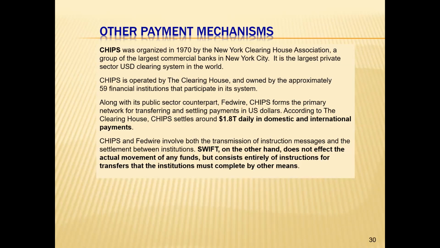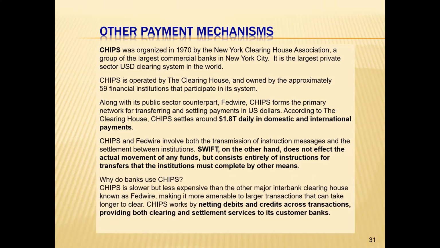CHIPS and Fedwire involve both transmission of instruction messages and the settlement between institutions, that is money. SWIFT, on the other hand, does not affect the actual movement of any funds, but consists entirely of instructions for transfers that institutions must complete by other means. And normally they'll be through correspondent bank settlements. Okay, and so that is why the SWIFT codes are necessary and the BIC codes are necessary for CHIPS.